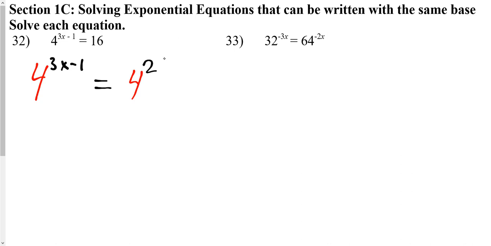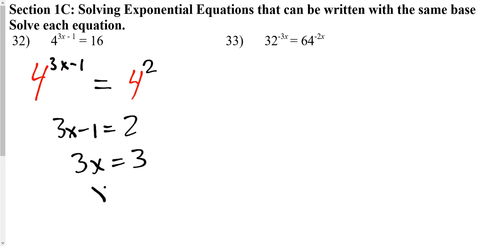So now, if I have the same base on each side, which I now do, then that means the exponents have to be equal. But we can't say the exponents are equal until we get the same base on each side. So now we have 4 to the power equal 4 to the power, so set our exponents equal to each other. And then all we have to do is just solve this, so we can just add a 1 to both sides. And then we can go ahead and divide both sides by the 3, because that's what's in front of x, and we get 1.